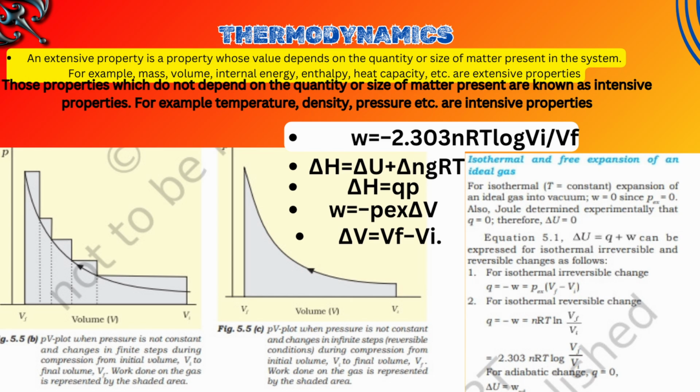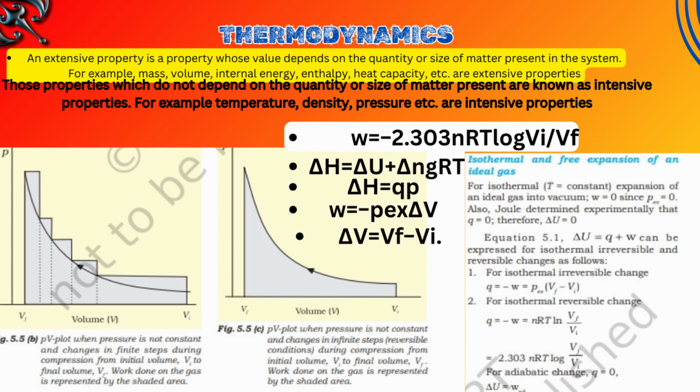Let's calculate this work mathematically. The work done W is the product of force and distance. Since force equals pressure times area and the change in volume is distance times area, we derive the formula W equals negative Pex times delta V. The negative sign ensures the correct sign convention, that is, the work done on the system is positive.